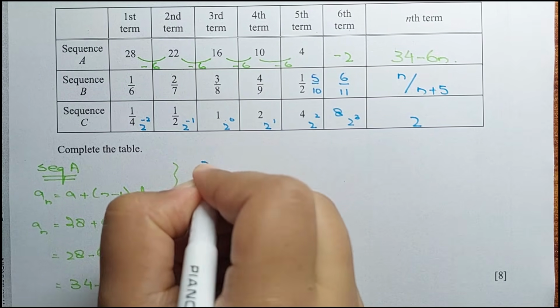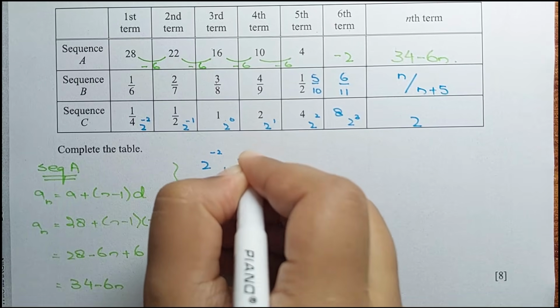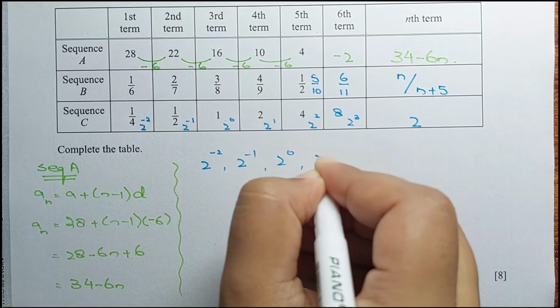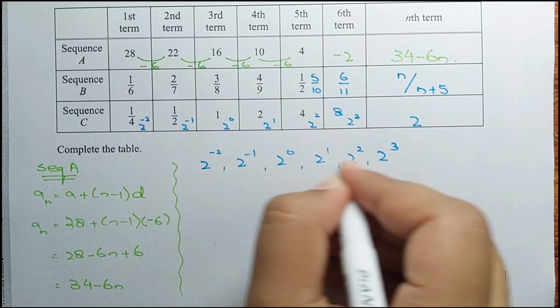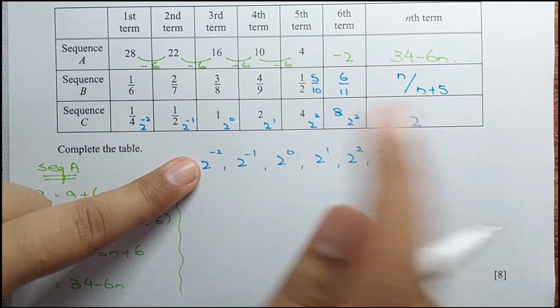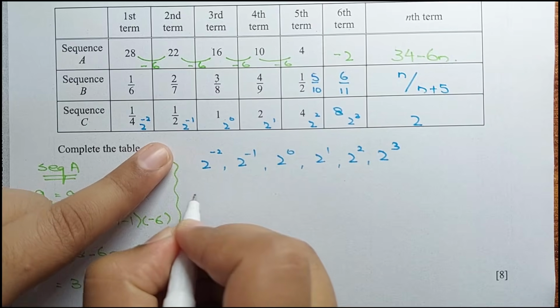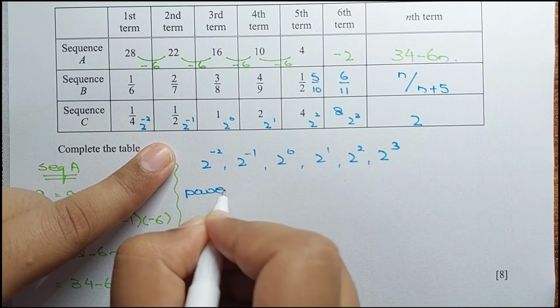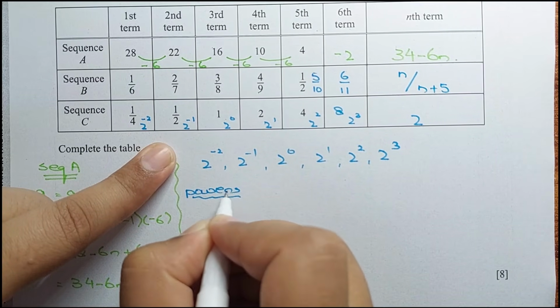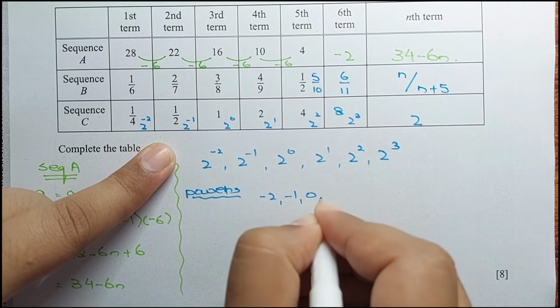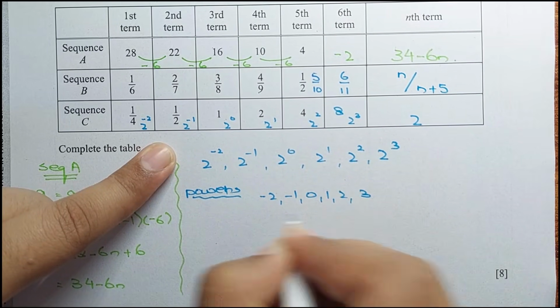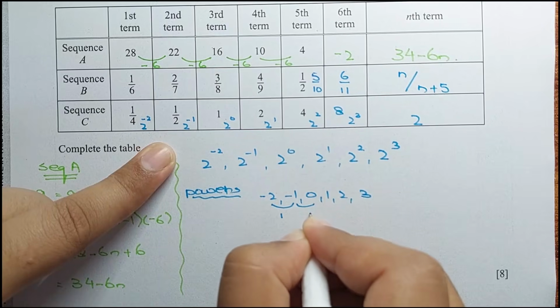So 2 to the power minus 2, 2 to the power minus 1, 2 to the power 0, 2 to the power 1, 2 to the power 2, 2 to the power 3. So the base is 2. We need to figure out the powers. So the powers are minus 2, minus 1, 0, 1, 2, 3. So the difference between them is just 1.